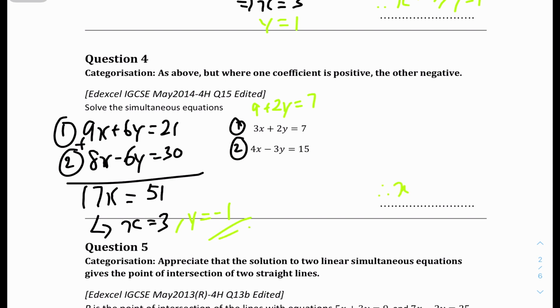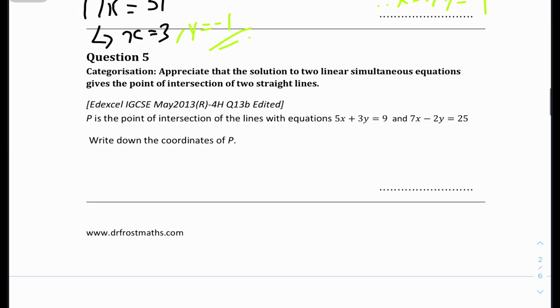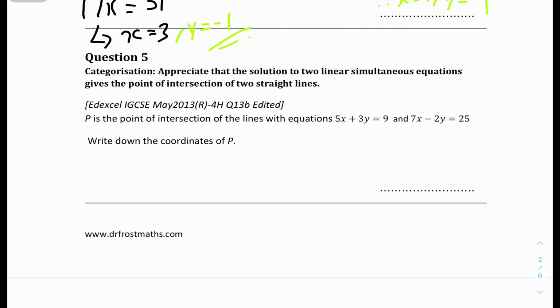Therefore x equals 3, y equals minus 1. So we have question 5 now. P is a point of intersection between the lines of equations 5x plus 2y equals 9 and 7x minus 2y equals 25. So find the coordinates of P.